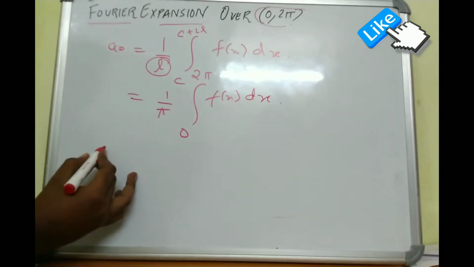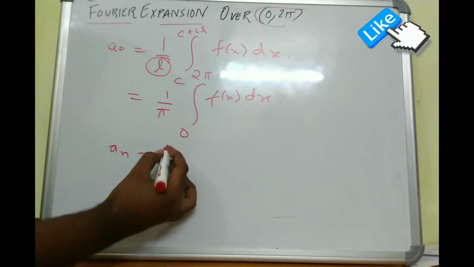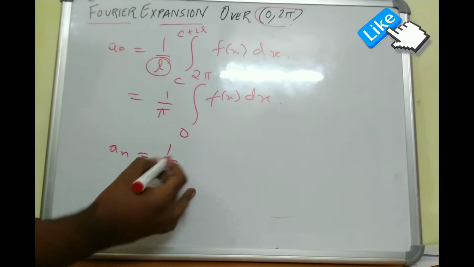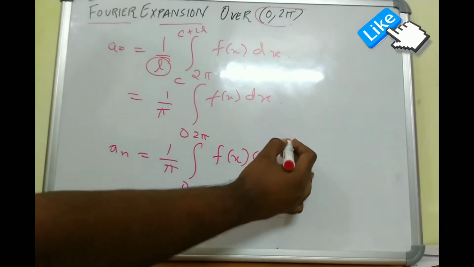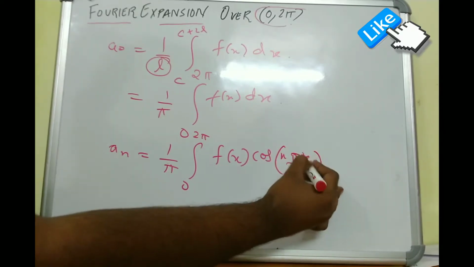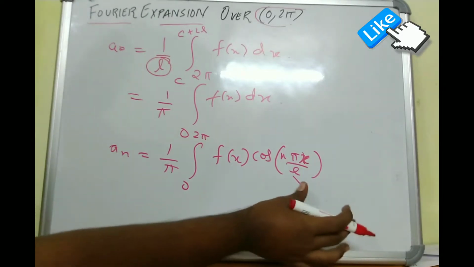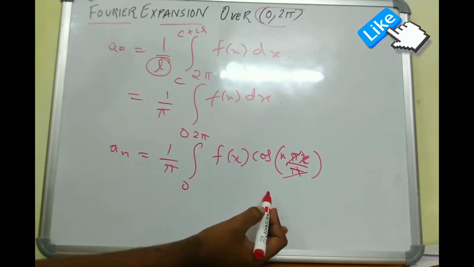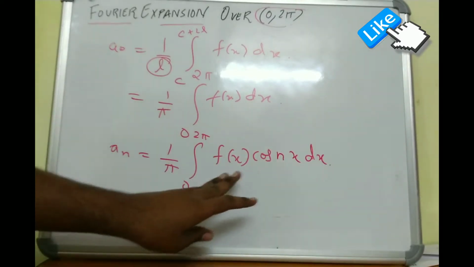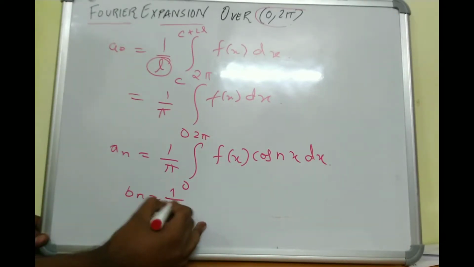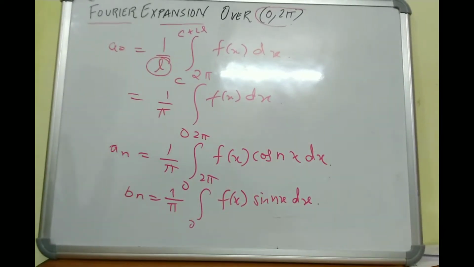Now a n becomes 1 by L, and we need not write the general formula again. So 1 by L is 1 by pi, integral 0 to 2 pi of f of x cos of n pi x by L. Since L is pi, the pi cancels, so this is basically cos n x dx. Now b n is equal to 1 by pi integral of 0 to 2 pi f of x sin n x dx. So we got the formulas for a naught, a n and b n.